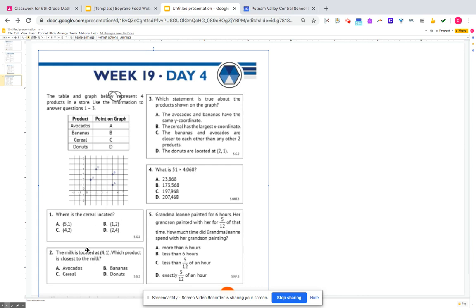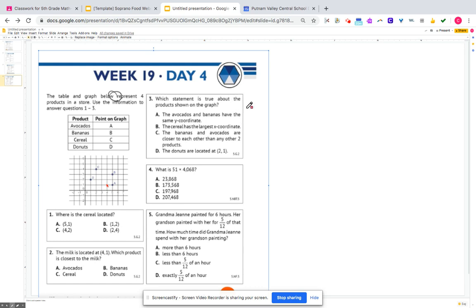Number 2. The milk is located at 4, 1. Which product is closest to the milk? So let's plot 4, 1. We're going over to the right 4 and up 1. Let me grab my pen. 4, 1. There it is. And if you look closely, you could see that point A is located very close to that. So that would give us avocados as being the product closest to milk.